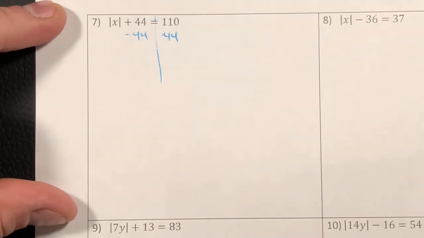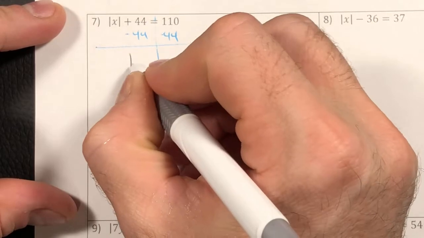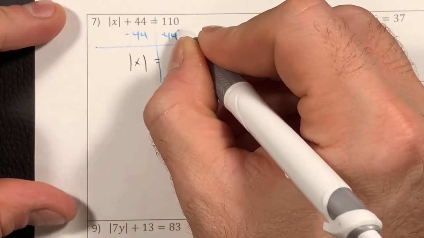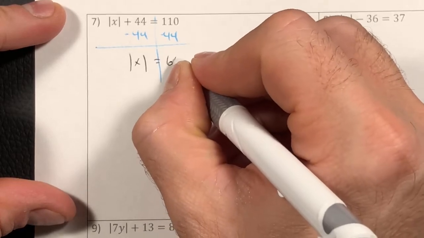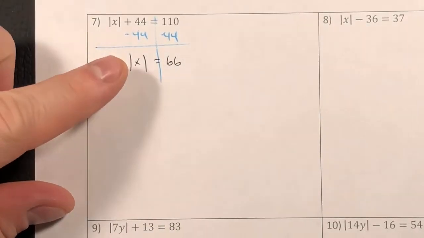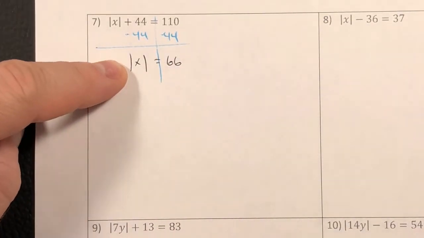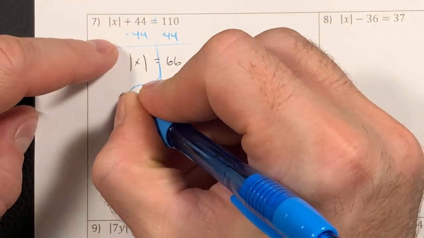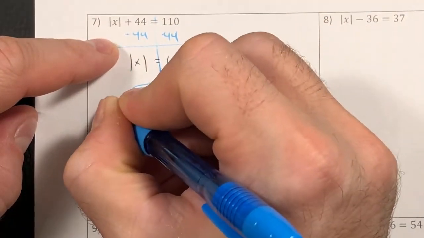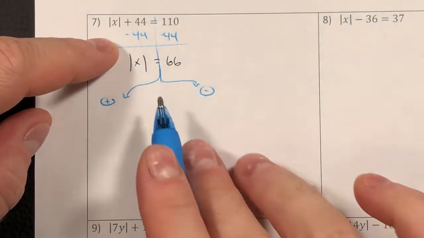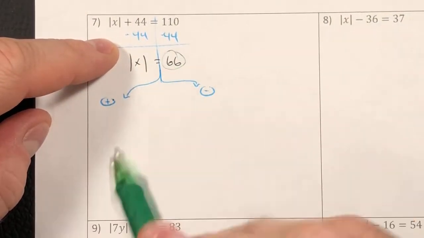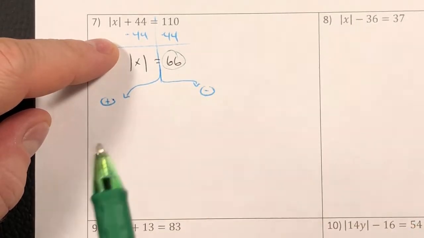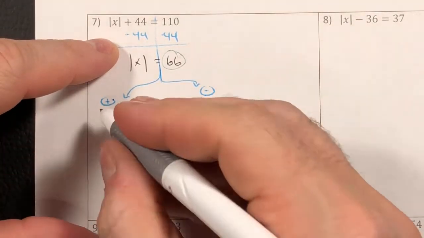Okay, and when I subtract that 44, what that does is isolate my set of brackets. See, 110 minus 40 is going to give us 70. That's going to be 66. Perfect. Now that my brackets are isolated, I can split into my two equations. I have my positive side and my negative side. Again, I'm going to multiply what's outside the brackets, the 66, times a positive one and times a negative one, and get two separate answers.